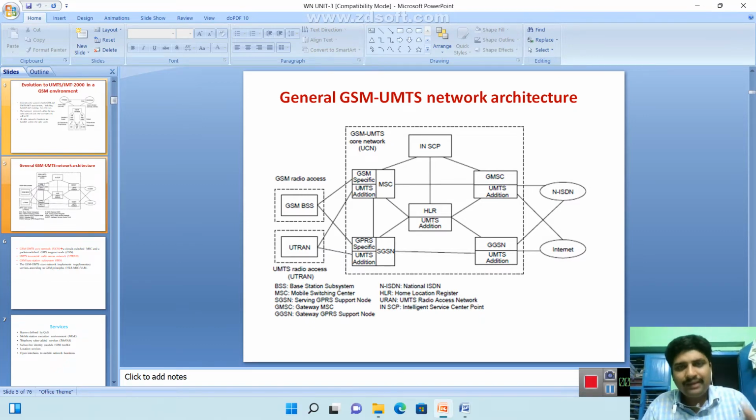Here the main concept is that we are going to convert the circuit based network into a packet based network. First of all, we must know what circuit based switching is. Circuit based switching is one which supports only voice oriented data, whereas packet based switching is one which supports both voice as well as data. So this is a comparison between the two switching networks.